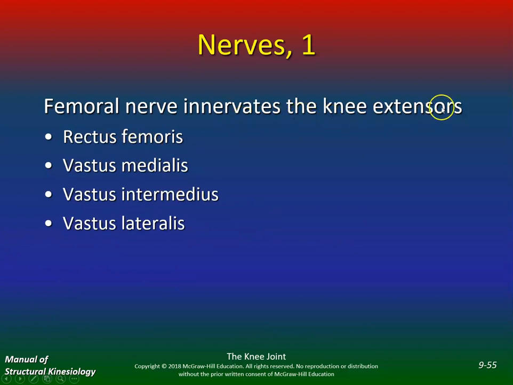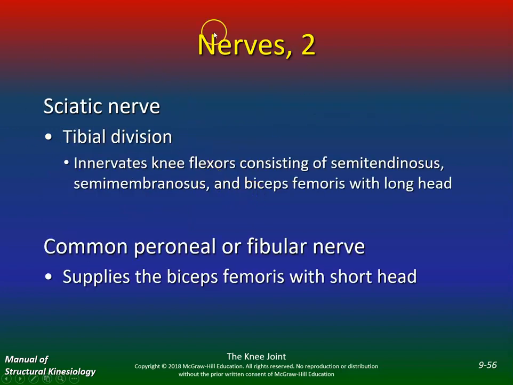The femoral nerve innervates the knee extensors: rectus femoris, vastus medialis, vastus lateralis, and vastus intermedius. The sciatic nerve, the tibial division, innervates the knee flexors consisting of semitendinosus, semimembranosus, and biceps femoris long head. The common peroneal or fibular division supplies the biceps femoris short head.